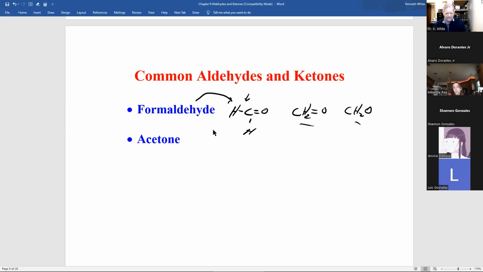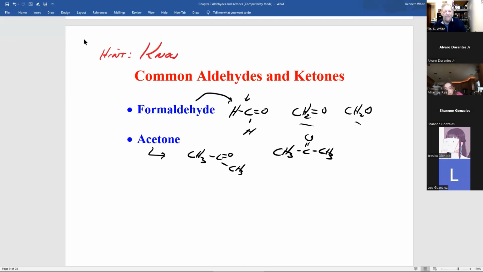Now, acetone is the simplest ketone when R prime and R double prime are methyls. I could have also written it this way. Now, acetone, and this is something you should know, and by the way, don't you love when I'm subtle? Acetone is the simplest ketone. Nobody calls that 2-propanone. This is acetone.